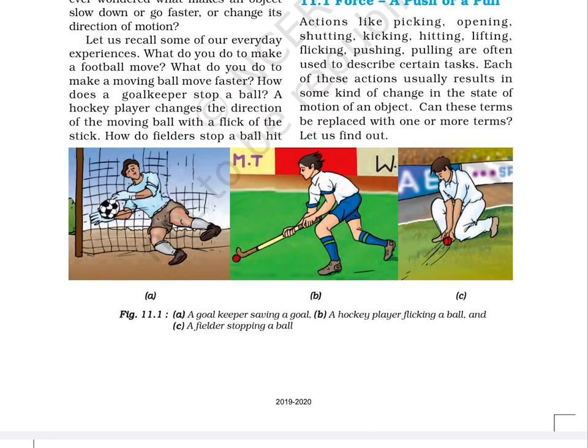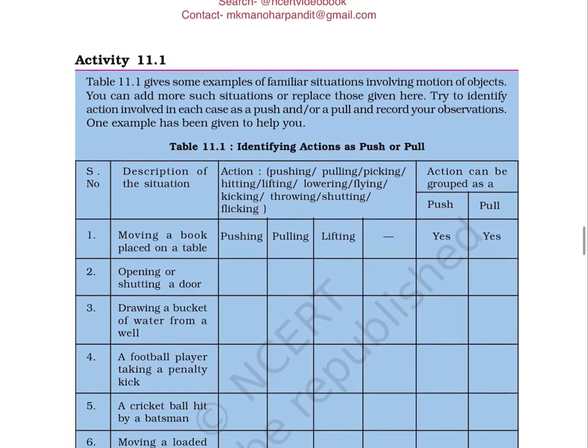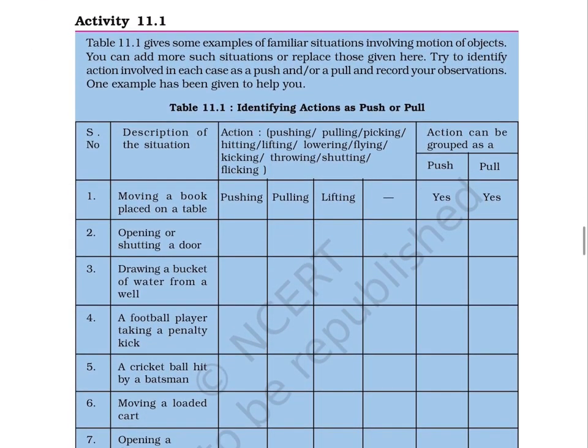Page 128. Activity 11.1. Table 11.1 gives some examples of familiar situations involving motion of objects. You can add more such situations or replace those given here. Try to identify the action involved in each case as a push and/or a pull and record your observations. One example has been given to help you.